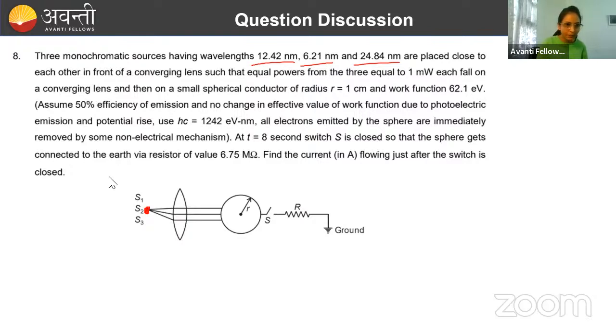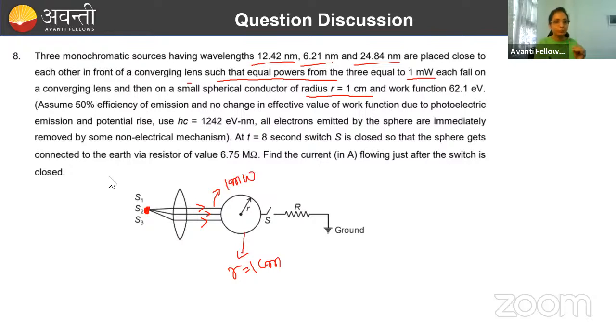Let me read also. Each other in front of a converging lens such that equal powers from the 3. All these 3 are letting equal power fall on this one. Okay? So equal power from 3 equal to how much? 1 milliwatt each fall on a converging lens and then on a small spherical conductor of radius this. Done. So very important thing यहाँ पे ये है कि R का वैल्यू 1 सेंटीमीटर है and for all these 3 wavelengths equal power are falling. ठीक है, that is important and that equal power is given 1 milliwatt.